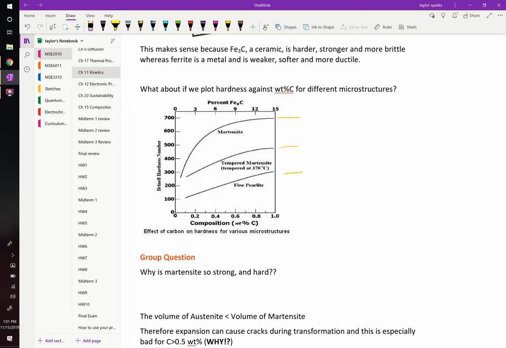In this case, you lose some hardness, but what they're not showing on this plot is the increase in ductility that you get out of it. And that turns out to be kind of a sweet spot. Tempered martensite is a great material if you want to compromise between the two.